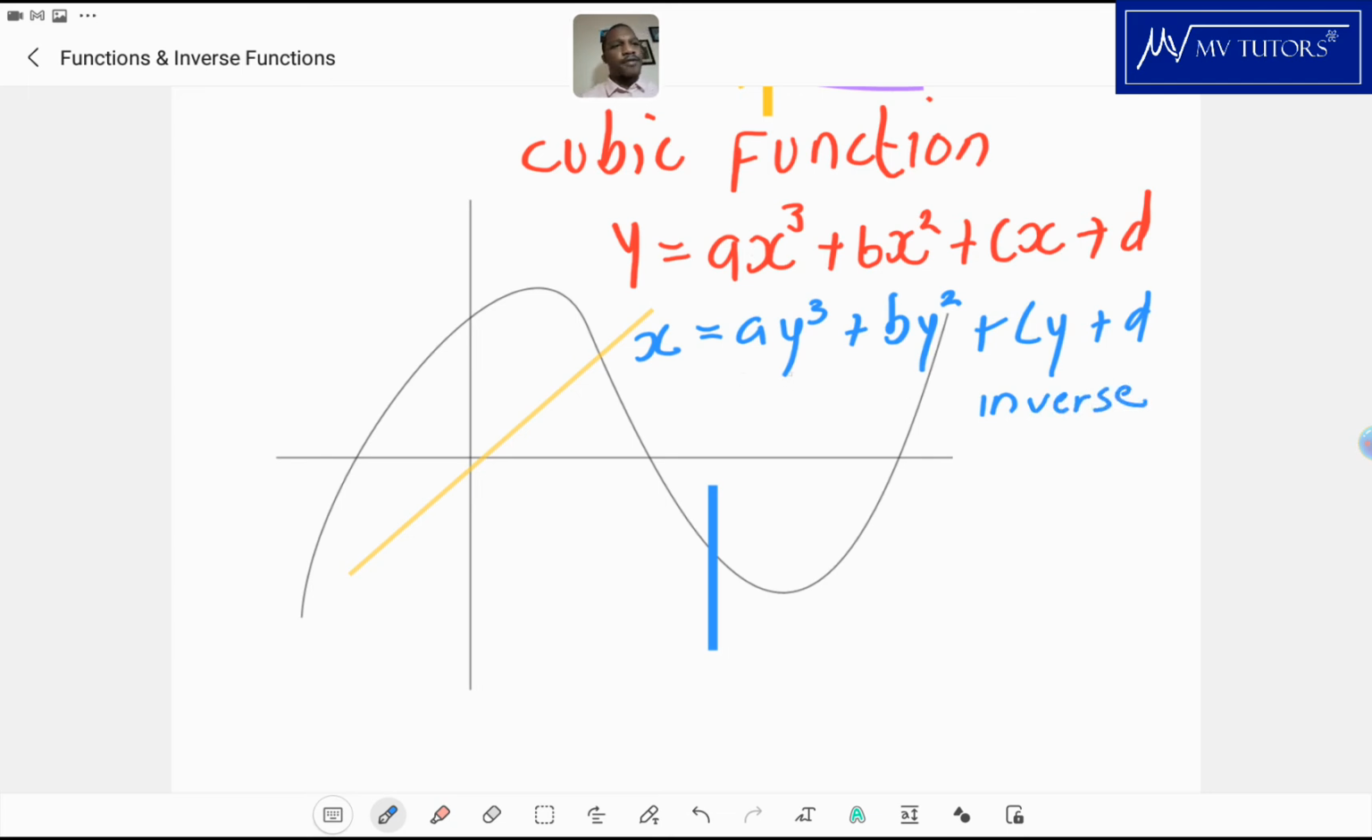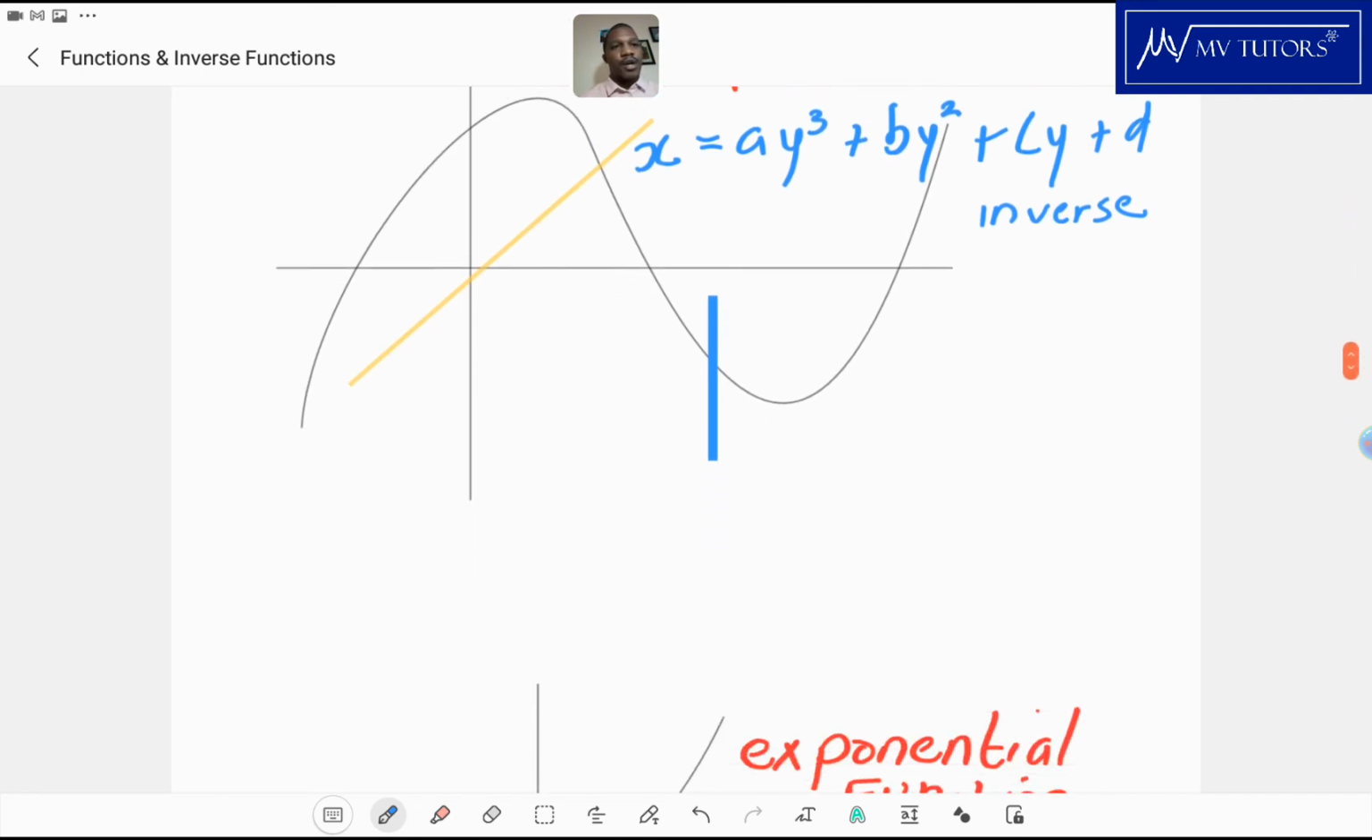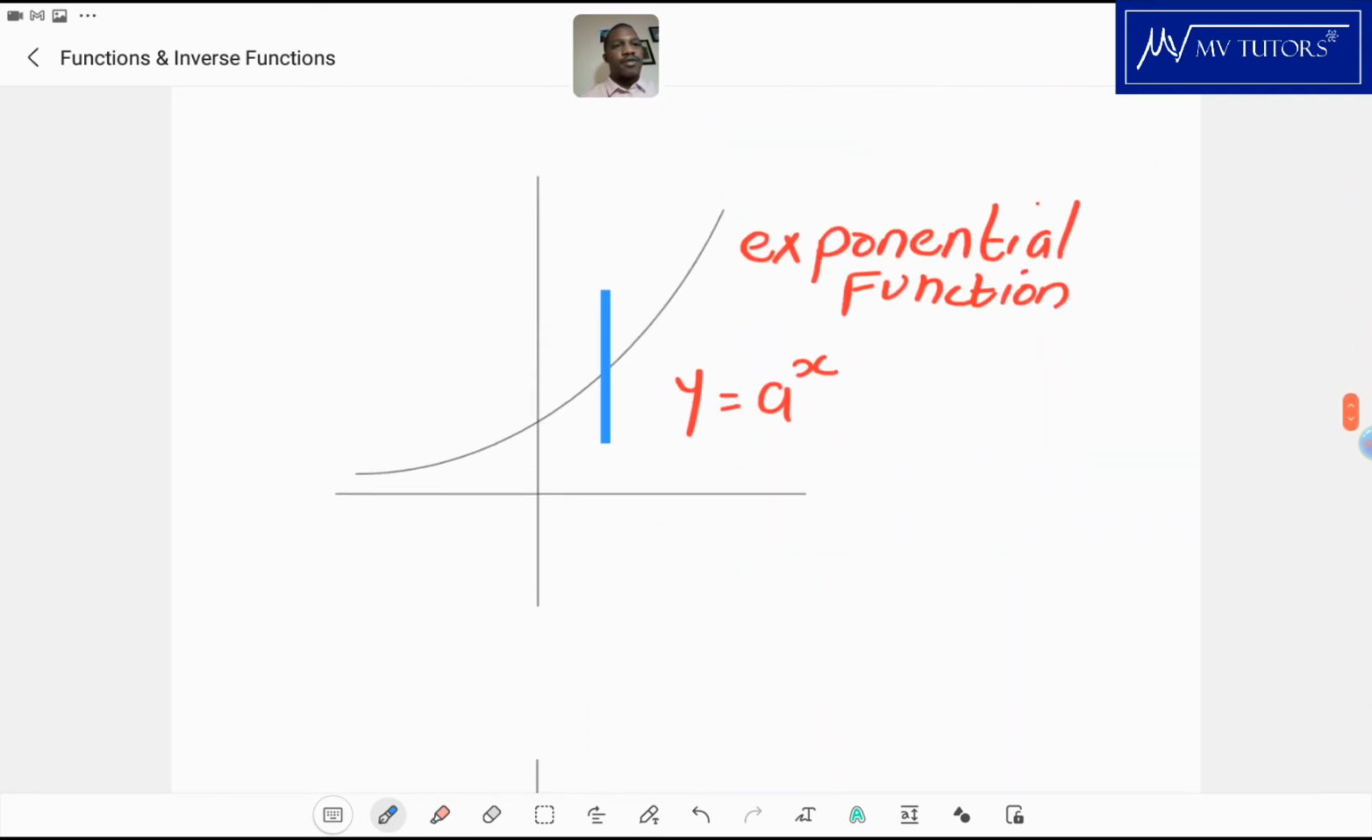Okay, obviously you'd have to make y the subject of the formula. There are ways to do that, but this is not what we're discussing today. We're just discussing the functions. So you can book a session if you want to go further than this. Let's continue over here.